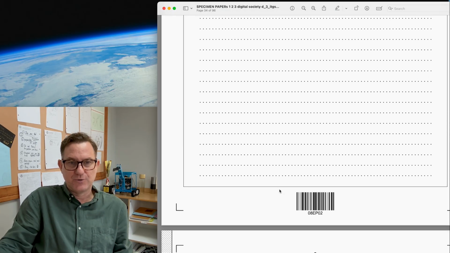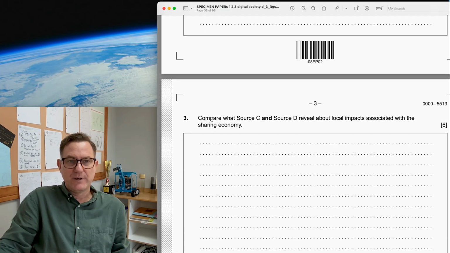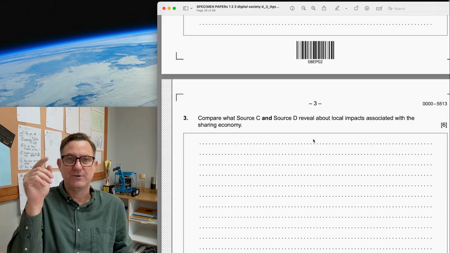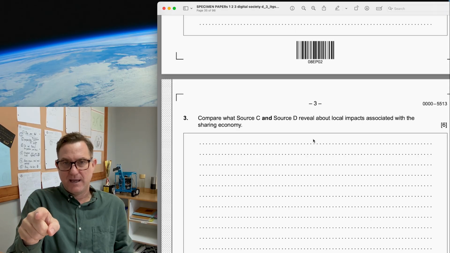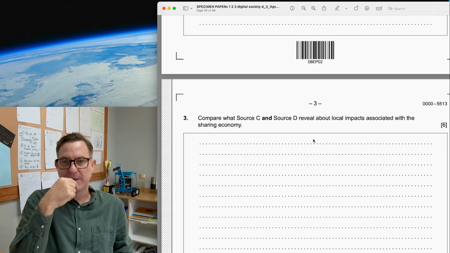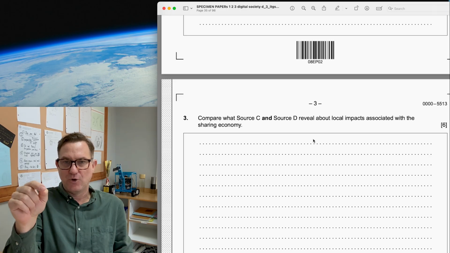Okay, next question, question 3. Now we're doing a comparison between source C and source D. So you can see how the questions guide you to look at source A, look at source B, and now we're looking at C and D together. And you need to reveal local impacts.